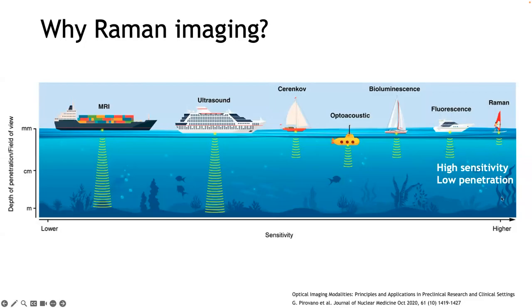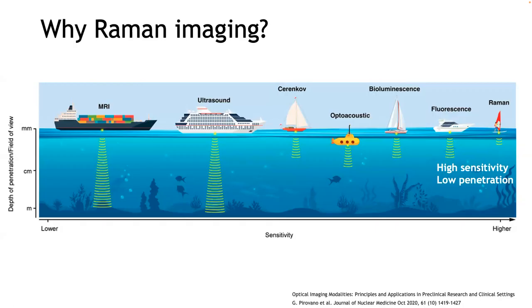And the graph here is set up so that it shows the depth of imaging penetration and the sensitivity. So Raman imaging here is portrayed as having really high sensitivity but poor penetration depth in tissue. And yeah, this is because it's a method based on light. We'll see more on that in the rest of the talk.